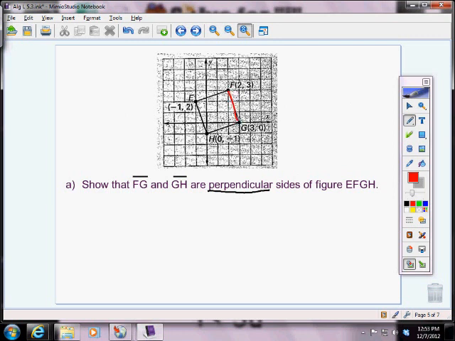FG is represented by this segment right here. We have 2 points, F and G. Remember, when we have 2 points, we can use our slope formula to find the slope. So for FG, let's find the slope of FG. I'll call this x1, y1, x2, y2.